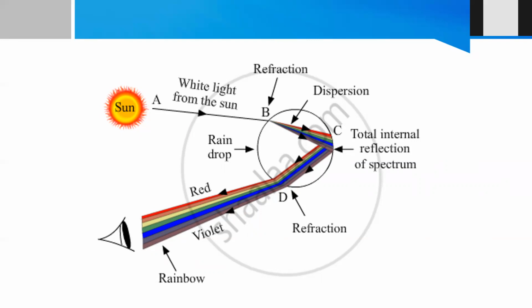Now what will happen? As soon as it goes inside, because it is behaving as a prism, it splits into 7 colors. This light is falling at such an angle that it is forming 7 color dispersion. So a band of 7 colors was formed, so this is dispersion. Right now it is inside the raindrop, so it will not come out yet.